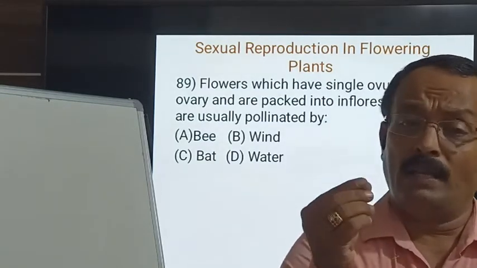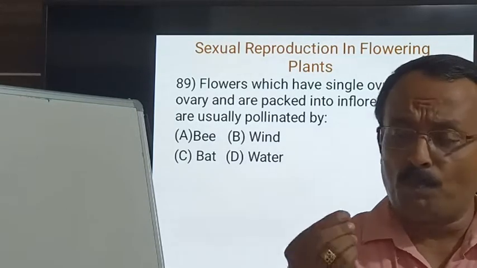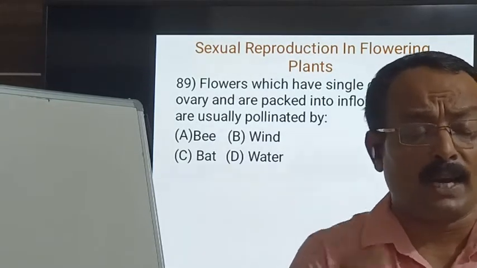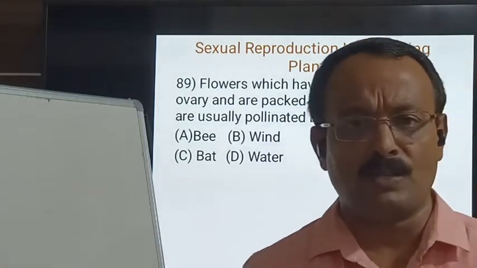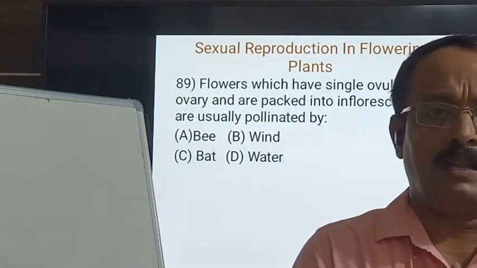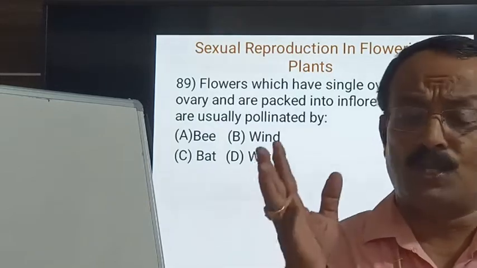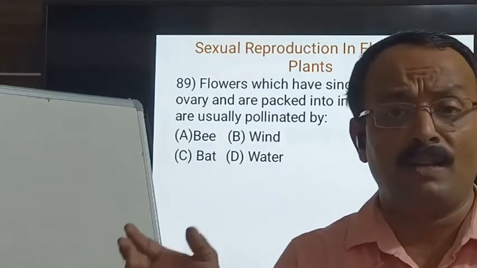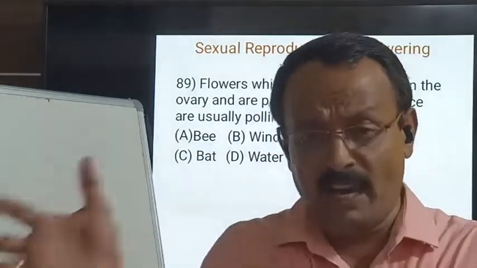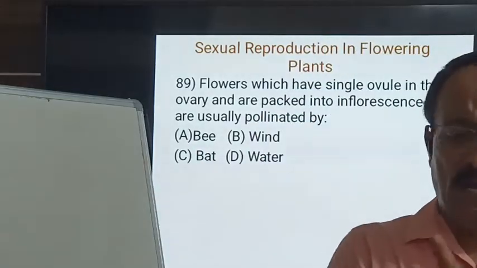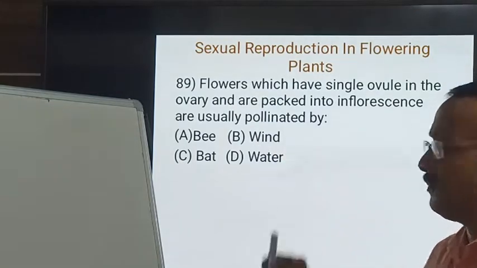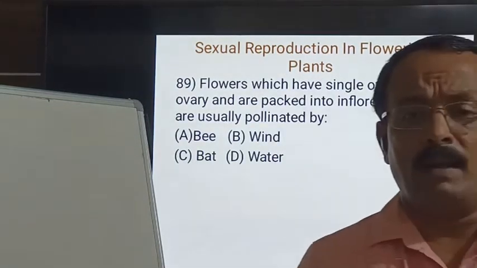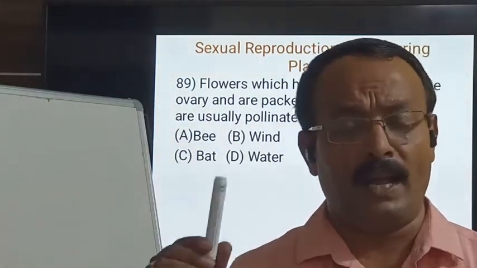So in these flowers, the small and tiny flowers whose ovary contains a single ovule, they are packed to form an inflorescence. In the inflorescence, there are feathery stamen and stigma, which are well exposed. So that is wind. So wind is a major abiotic pollinating agent.